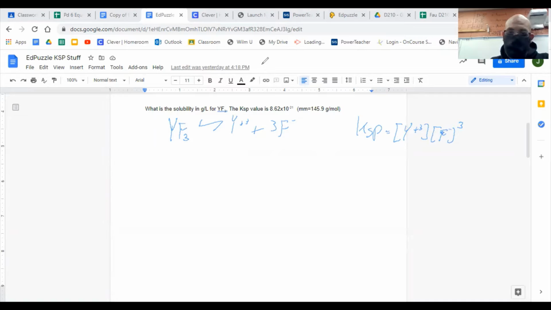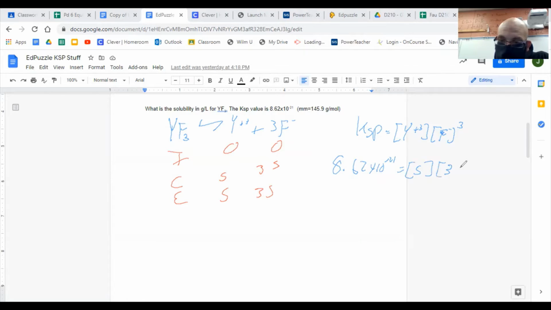We can make an ice chart: 0, 0, S, S, 3S, 3S. And then we plug everything in. 8.62 times 10 to the negative 21st equals S times 3S cubed. So we get 8.62 times 10 to the negative 21st equals 27S to the 4th. Again, we'll solve for S.